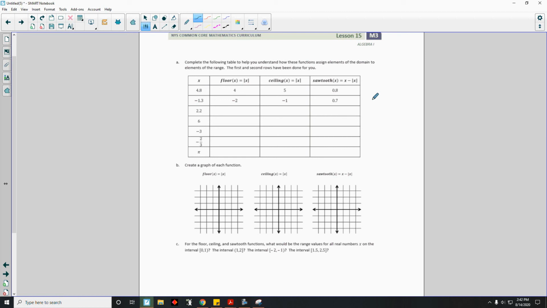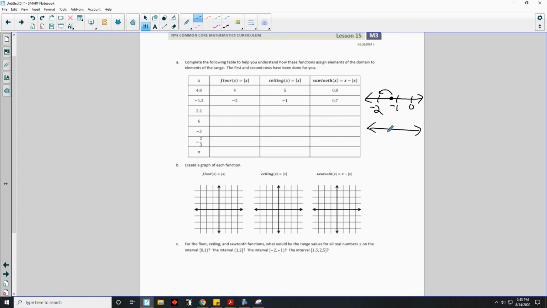So here's a number line. Here's 0. Here is -1. Here is -2. -1.3 would be about here. Go to the next integer to the left. That's rounding down. -2.